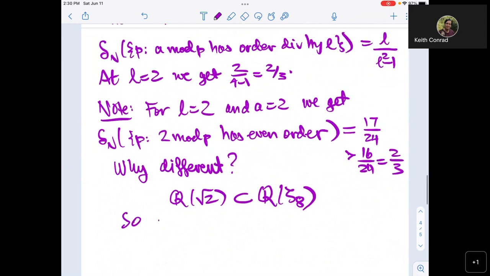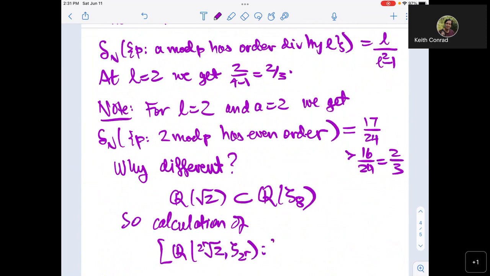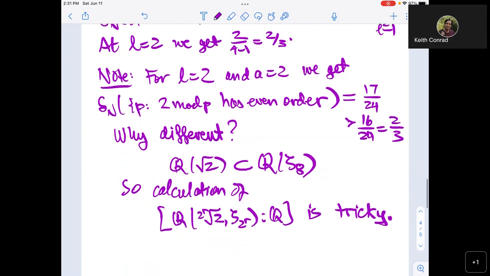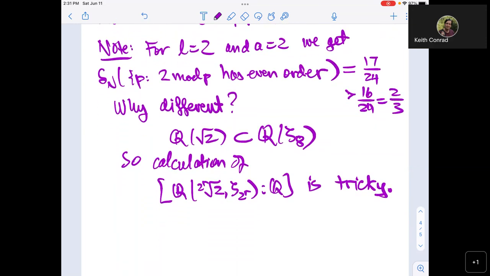Okay, so the calculation of the field degree of 2 power roots of 2 adjoined 2 power roots of unity over Q is, I'll just say, tricky. There's a little bit of unexpected intersections showing up there.